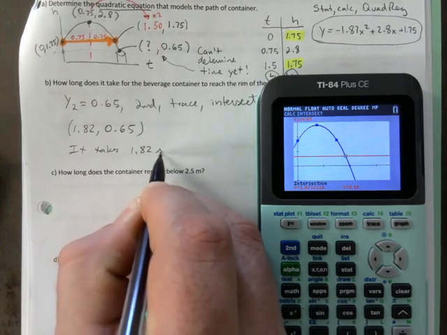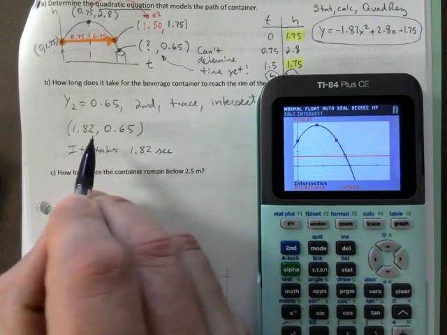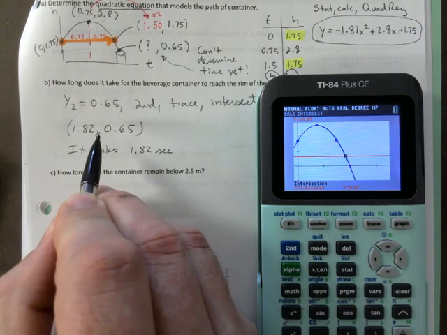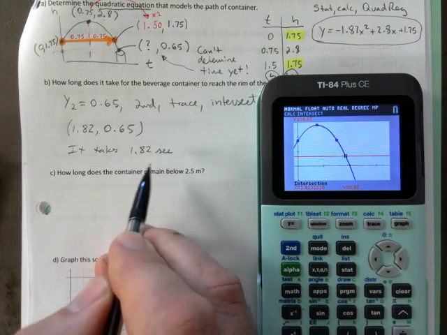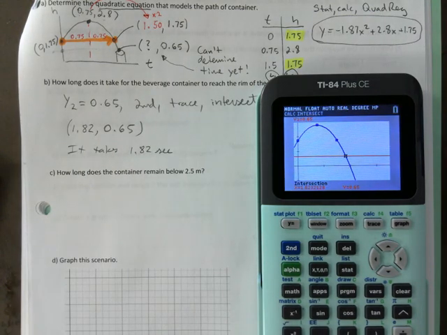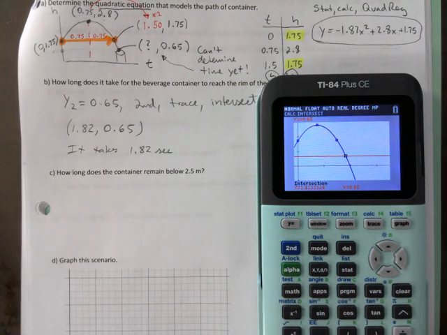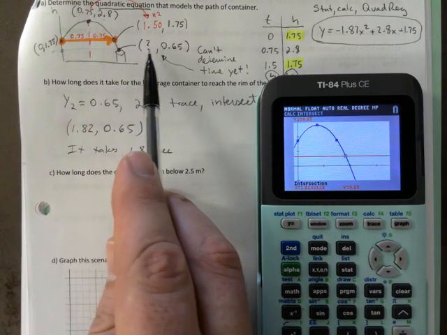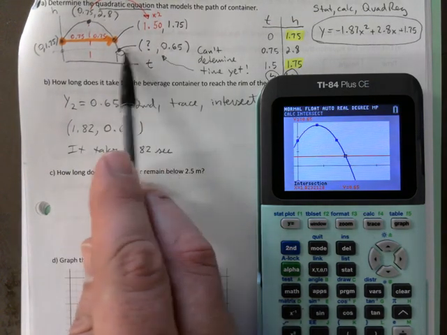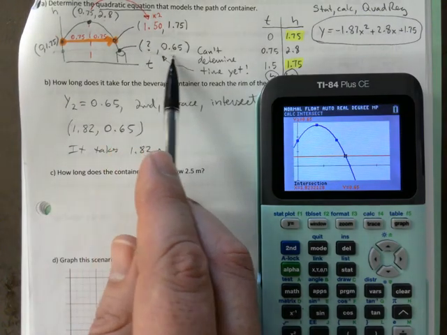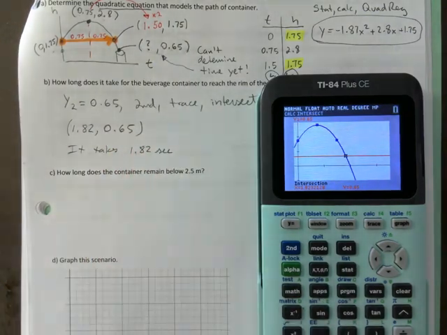1.82 seconds. So if you just give me that point, you wouldn't be getting full marks, right? You still need to answer the actual question, which says that it takes 1.82 seconds. So it being given to you at the very beginning was just trying to get you to see, oh, well, maybe it's 1.5, 0.65. No. This one was just there to try to test you a little bit, right?